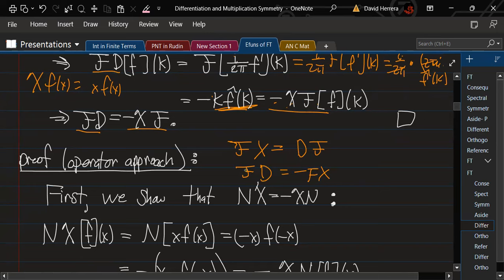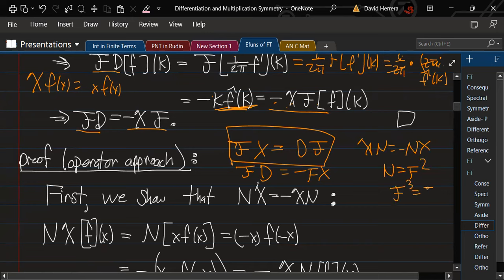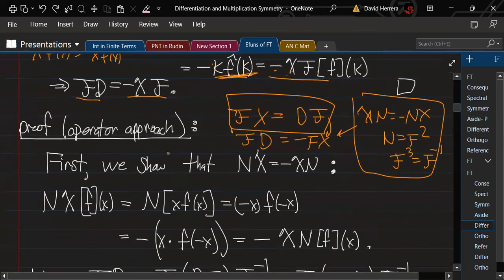And it's just going to be a consequence of this identity and the identity that xN is negative Nx, and that N is F squared, and then F cubed is the inverse of F. So using these identities, you could put them all together to get this right here. It's a consequence of just these identities. You don't have to do this integration by parts or anything like that. So let's just explore. It's a very interesting approach, and I personally like it.